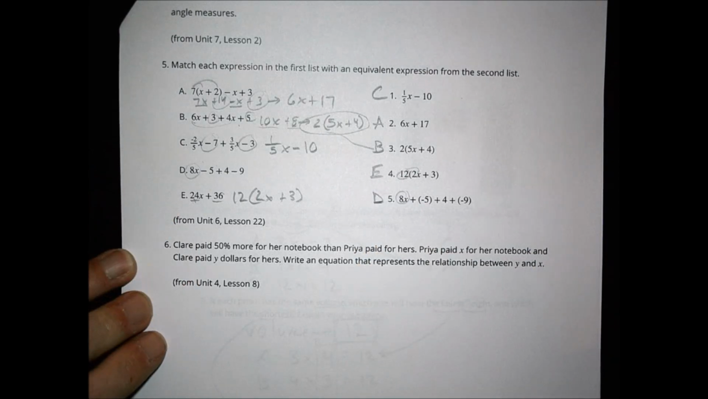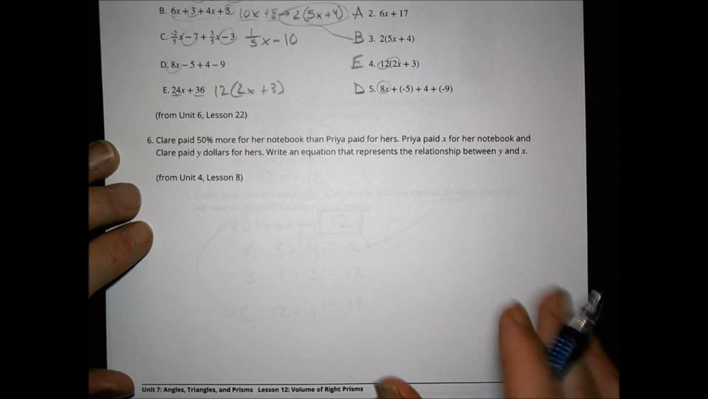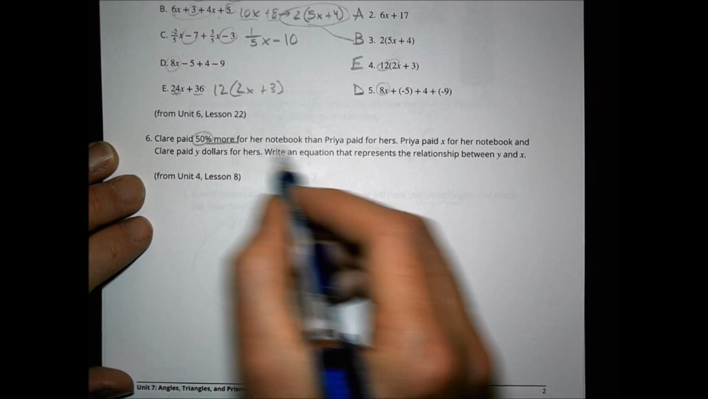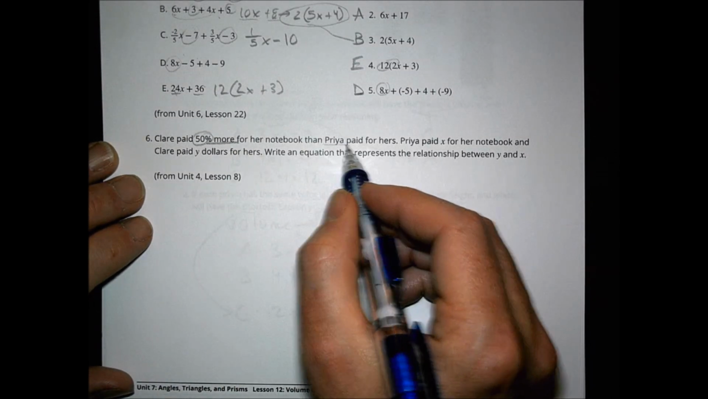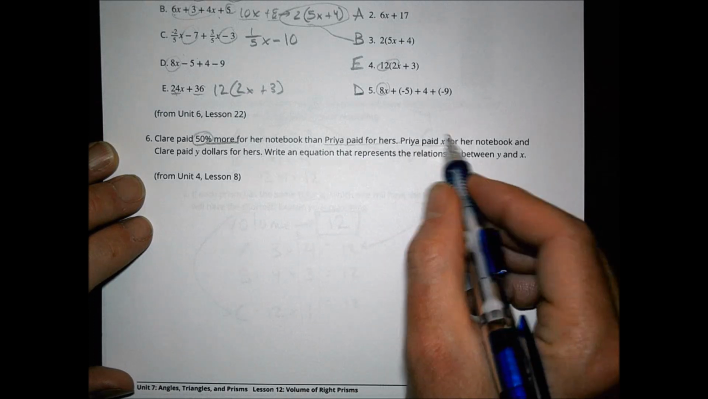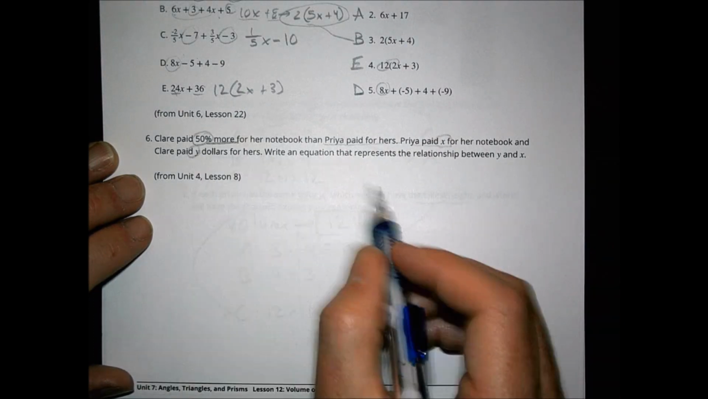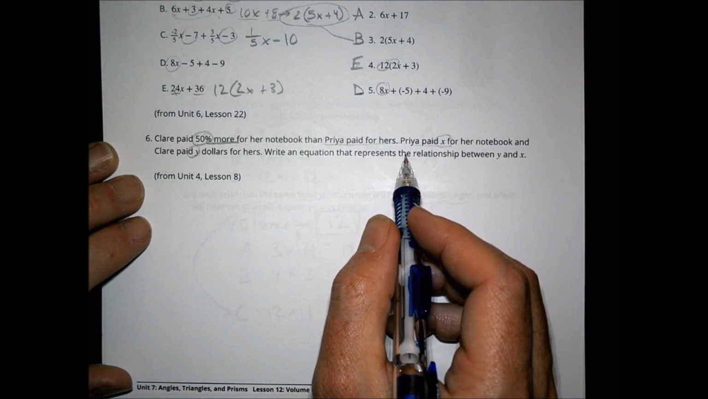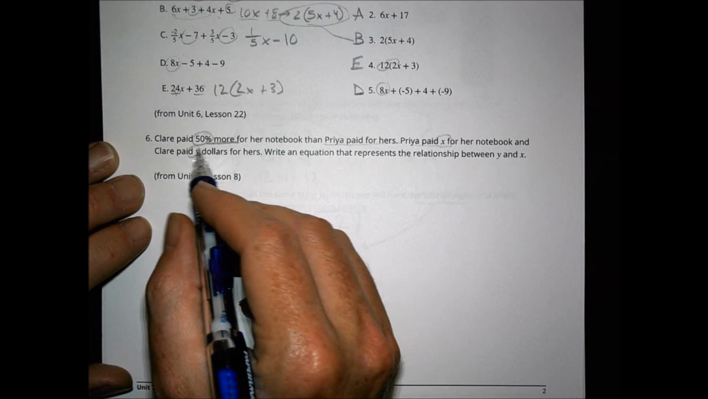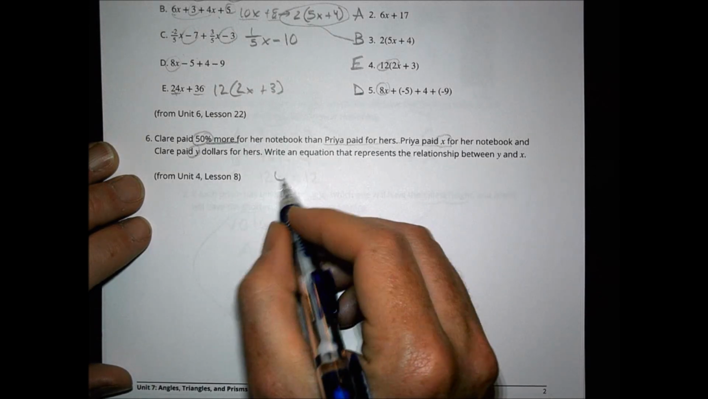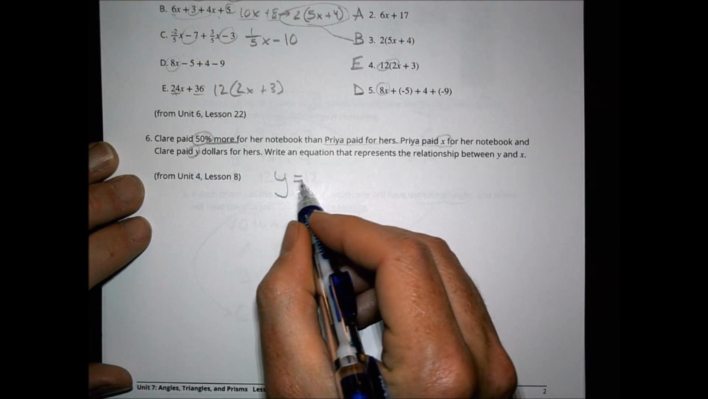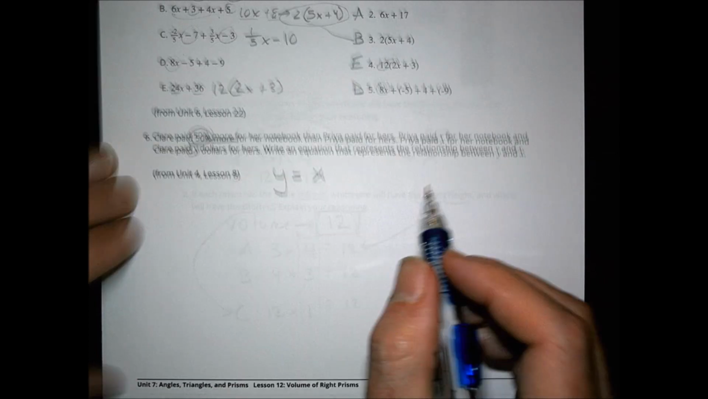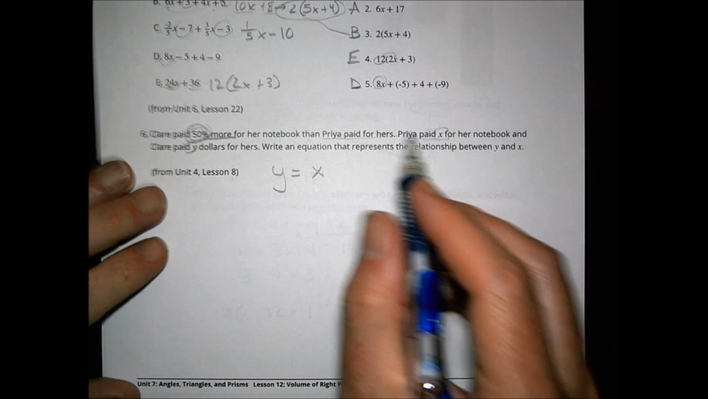All right, number 6. Claire paid 50% more for her notebook than Priya paid for hers. Priya paid x for her notebook, and Claire paid y for hers. Write an equation that represents the relationship between x and y. Okay, so what did Claire pay? Claire paid y, which was how much? It's whatever Priya paid, but 50% more.